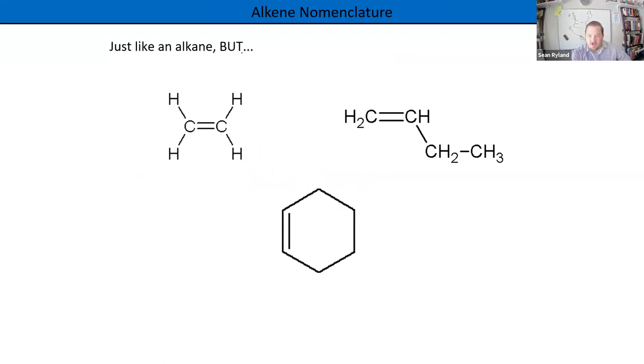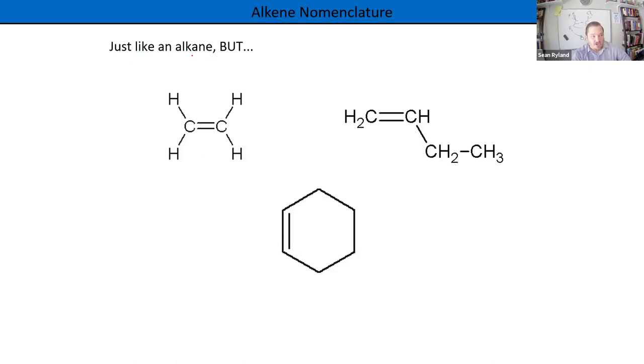Rather than continuing on into the more complicated mechanism things, because we've done a lot of complicated mechanisms and variables in here, let's finish by doing something easier. We'll do nomenclature. Nomenclature for an alkene is actually really straightforward because we did the work of learning how to name alkanes and haloalkanes.